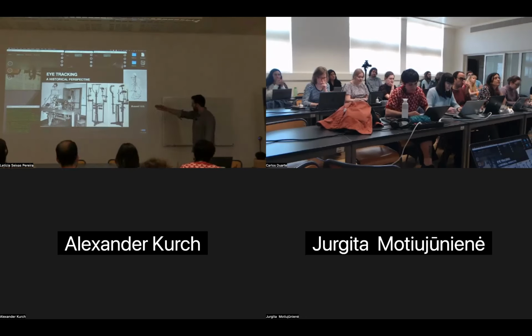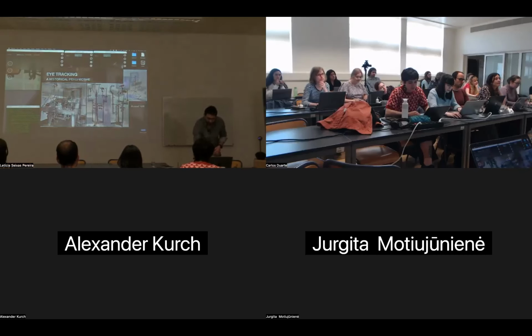With one of these devices, he was interested in how people look at art. And if I was repeating his study, his procedures, with current eye trackers, I would expect to have very similar scan paths.